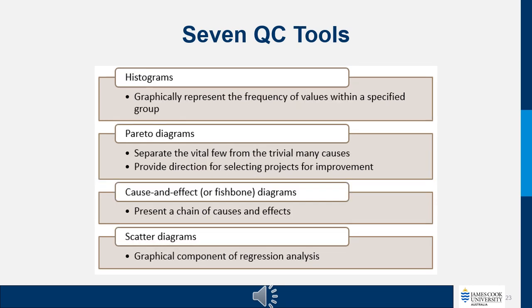We have histogram, which graphically represents the frequency of the values within a specific group. Pareto diagram separates the vital few from the trivial many causes and provides direction for selecting projects for improvement. Cause and effect, or Ishikawa, presents the chain of cause and effect. And also we have a scatter diagram. It's a graphic component of regression analysis.